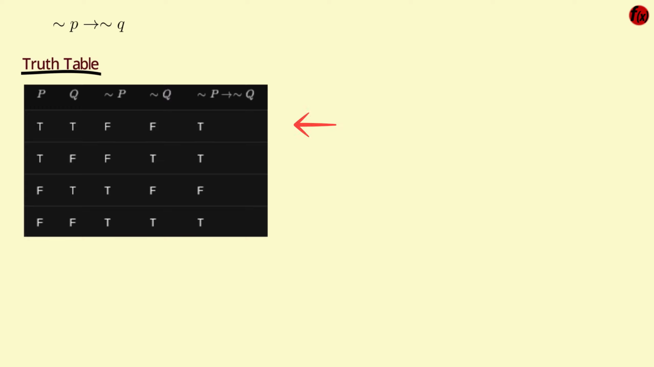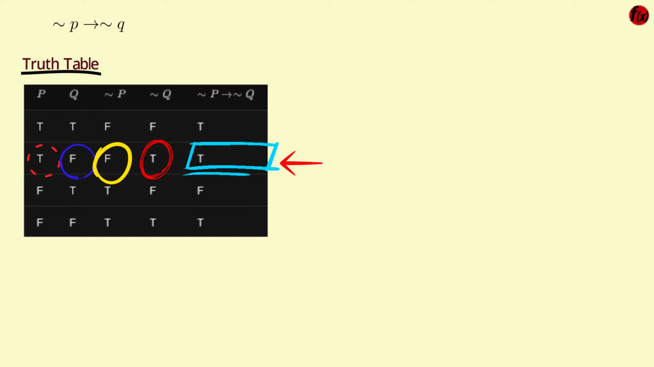Explanation. Row 1. P is true. Q is true. Not P is false. Not Q is false. Implication is true. Row 2. P is true. Q is false. Then not P is false. Not Q is true. Implication is true.